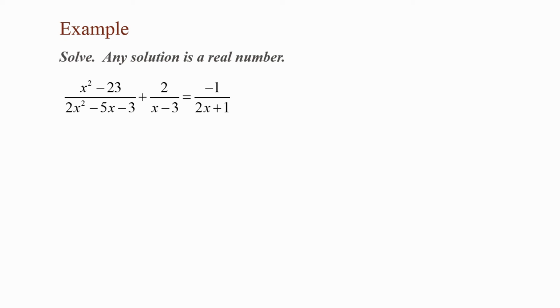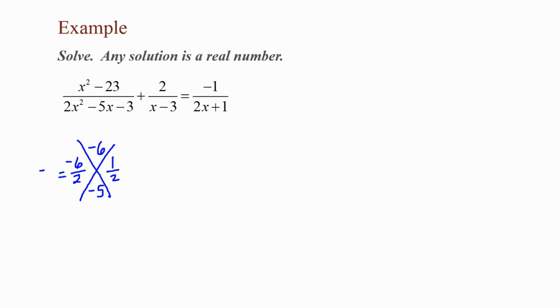I have 2x squared minus 5x minus 3. That means I need two factors of 2 times negative 3, which is negative 6, that add to be negative 5. Divide each of those by a. Negative 6 times a positive 1 gives me a negative 6. Negative 6 plus 1 gives me a negative 5. Negative 6 over 2 reduces to negative 3 over 1. So my parentheses are x minus 3 times 2x plus 1.